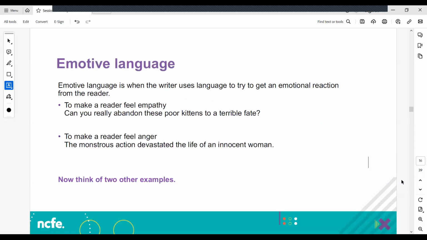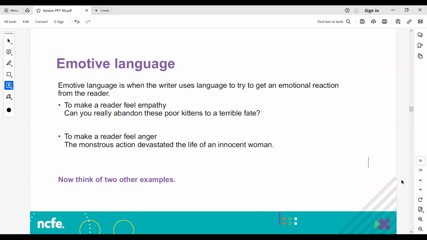So, emotive language. This is used to get an emotional reaction from the reader. When we watched the video earlier, there was a part that showed an advert for an animal charity. The writer of that advert wanted us to feel empathy because they want us to donate money. They want to make us feel, oh my goodness, I really want to help those kittens.